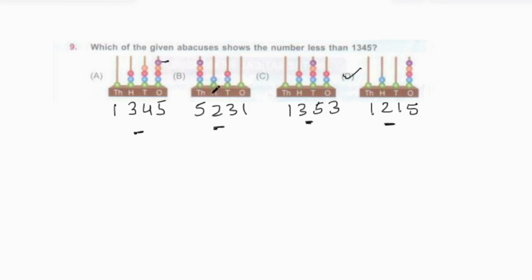Alternately, the elegant method of solving this quickly is, if you see a number that has to be less than this number, the thousands and the hundreds place should be smaller than this number. If you see, this is 1, this is 5, this is 1 and this is 1. So this doesn't help us solve the problem. Let's go to the hundreds place. Here you have 3, here you have 2, here you have 3, here you have 2. So 1 and 2 will definitely be less than this number, and you can directly choose option D as your correct answer.